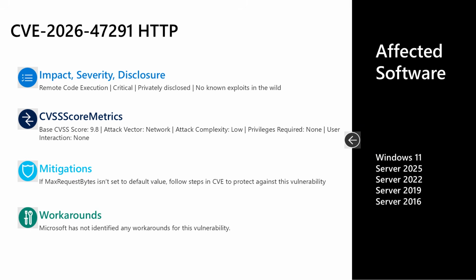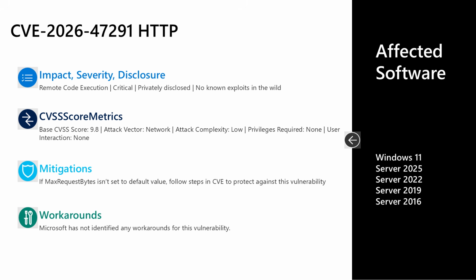Okay, the first vulnerability that I'll talk to this month is documented as CVE-2026-47291. This is a critical remote code execution vulnerability in the HTTP component of Windows. This one was privately disclosed with no known exploits out in the wild. This one has a base CVSS score of 9.8, so it hits that high water mark for the release. The attack vector is over the network, the attack complexity is low, no privileges are required, and no user interaction is required to leverage this vulnerability.